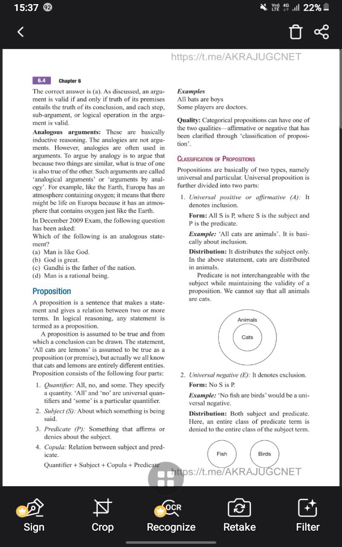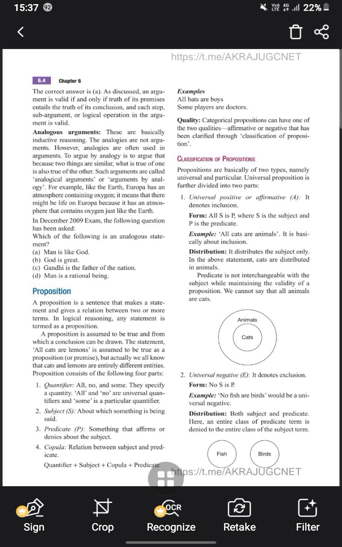Analogies are often used in argument to argue by analogy, that because two things are similar, what is true of one is also true of the other. Such arguments are called analogical arguments or arguments by analogy. For example, like the Earth, Europa has an atmosphere containing oxygen. It means that there might be life on Europa, as it has an atmosphere containing oxygen just like the Earth.